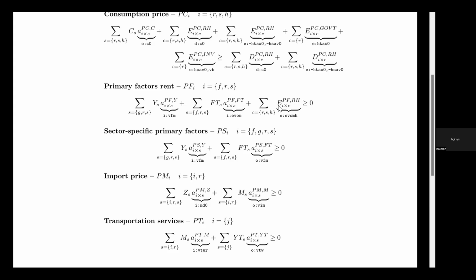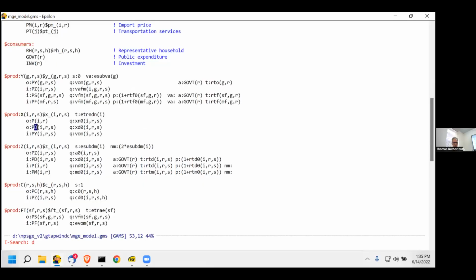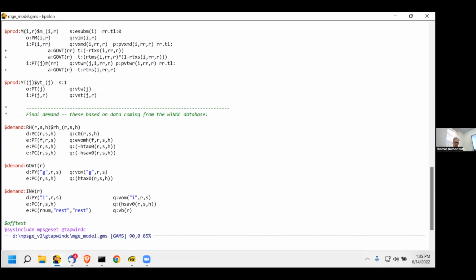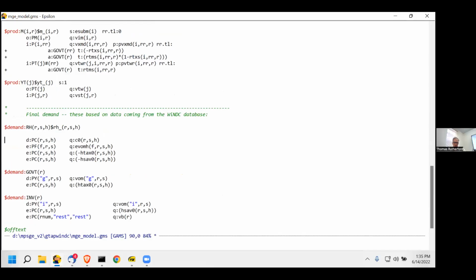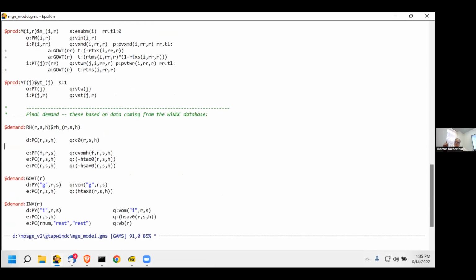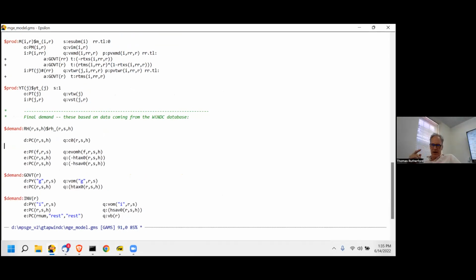So if I go to the demand block for a household, this is showing what the household is. Household H in region R, subregion S, buys its own consumption good, that's PC of RSH, which characterizes the composition of its demand. And then it's endowed with factors of production, which represents the household shares of labor and capital and so forth. It's also subject to taxes, and it may be engaged in savings.